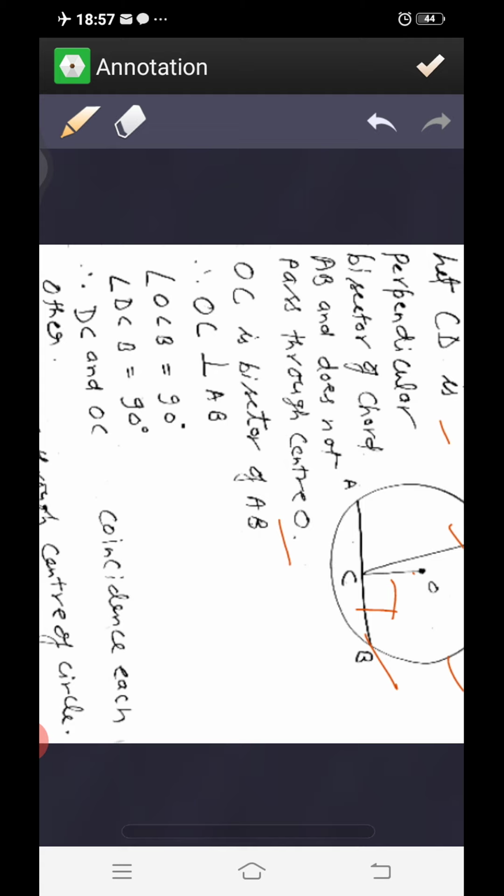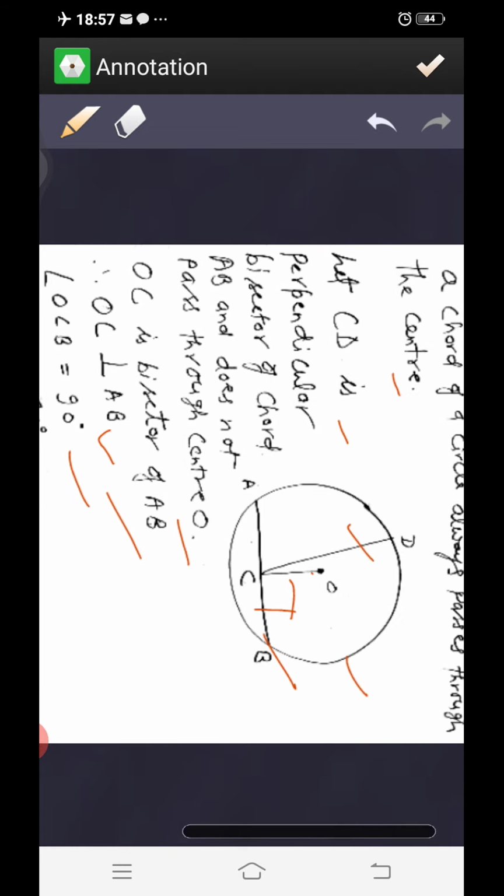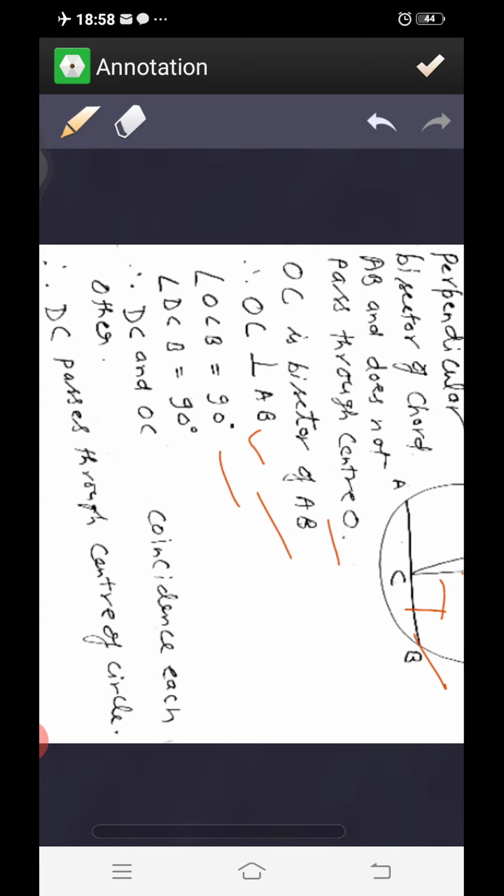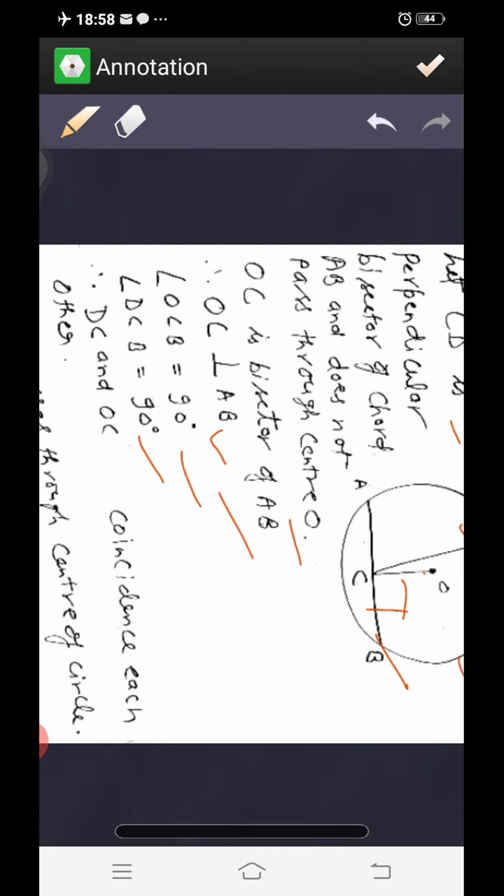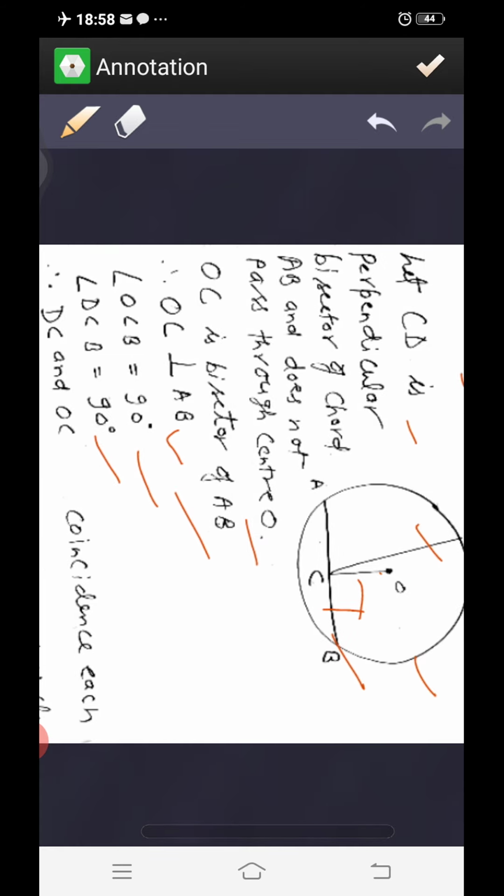So we have written here OC is the bisector of AB, OC is perpendicular to AB. Therefore angle OCB equals 90 degrees. Here we have drawn this perpendicular bisector. Therefore angle DCB will also be 90 degrees. Now both the angles are 90 degrees and both lines are passing through point C.